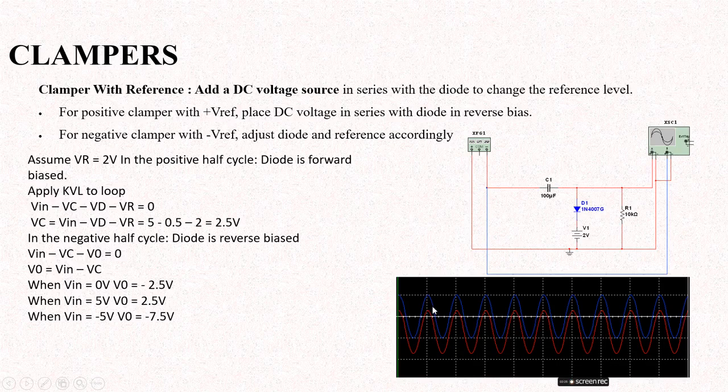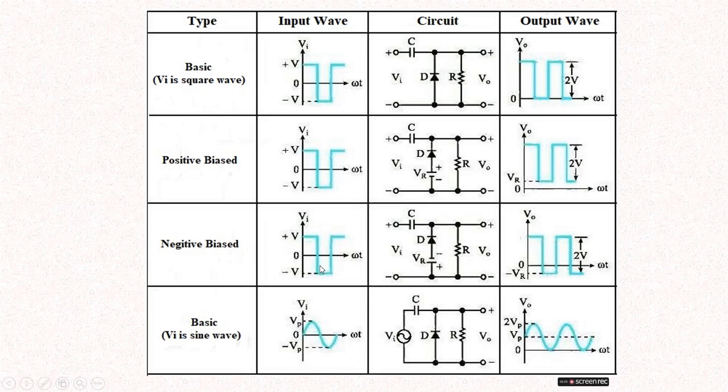Blue color indicates the input signal, plus 5 volt, minus 5. Red color indicates the output signal, improving in positive sides. Okay, these are some various clamper circuits, but input wave is not a sine wave. So here it is a square wave, you can use sine, square, triangular, sawtooth, etc. Generally we are using square wave and sine wave signals.